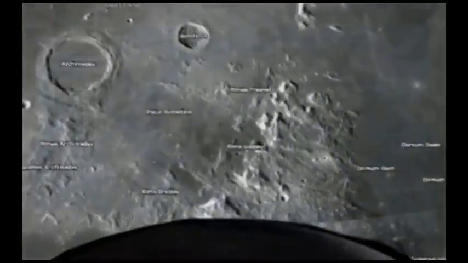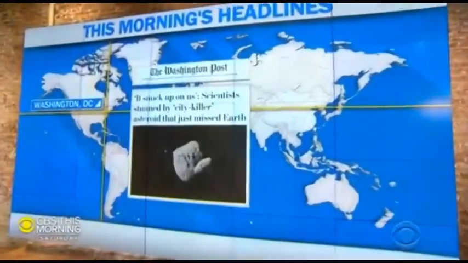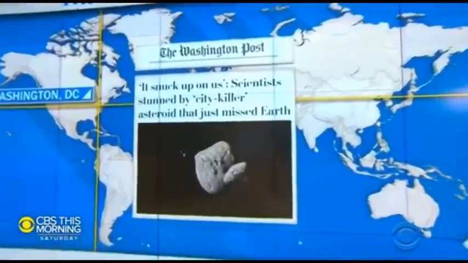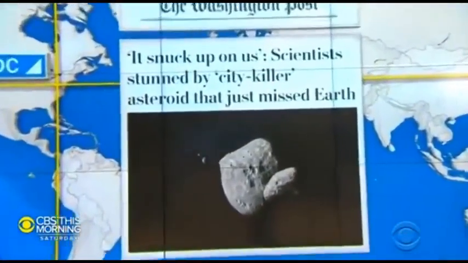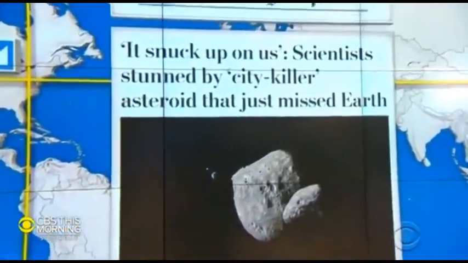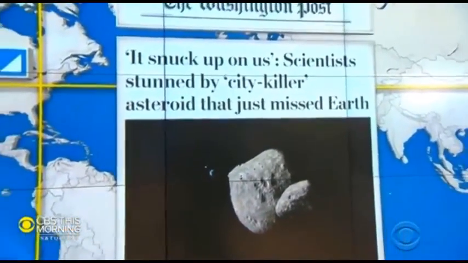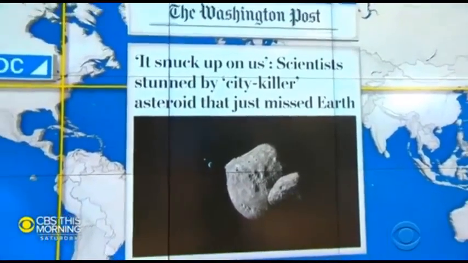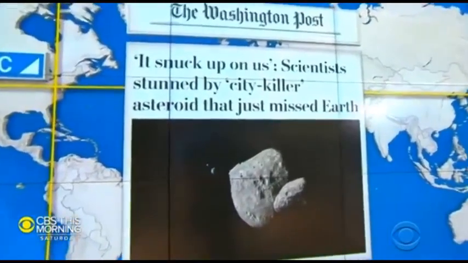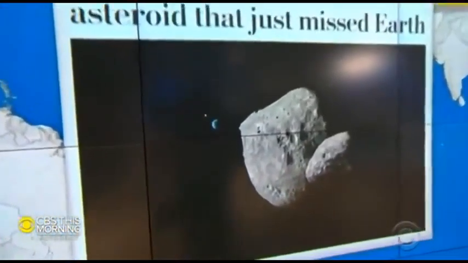The Washington Post reports NASA has confirmed a so-called city killer asteroid narrowly missed hitting Earth. What's more alarming, scientists say they had no idea it was coming. That is alarming. They're supposed to know. Whoops. The asteroid, about the size of a huge boulder, was about 45,000 miles from Earth on Thursday.